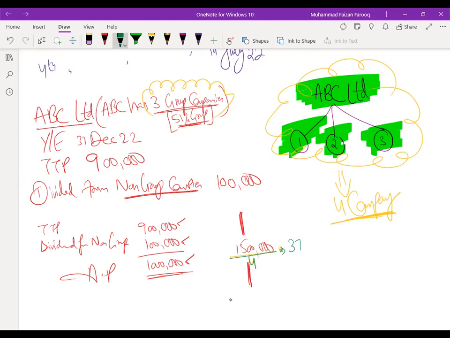We'll divide 1,500,000 by 4. Yes. But these are not non-group. But they are group companies. So non-group dividend will come here, and non-group dividend will come here, and group companies total number will come here.